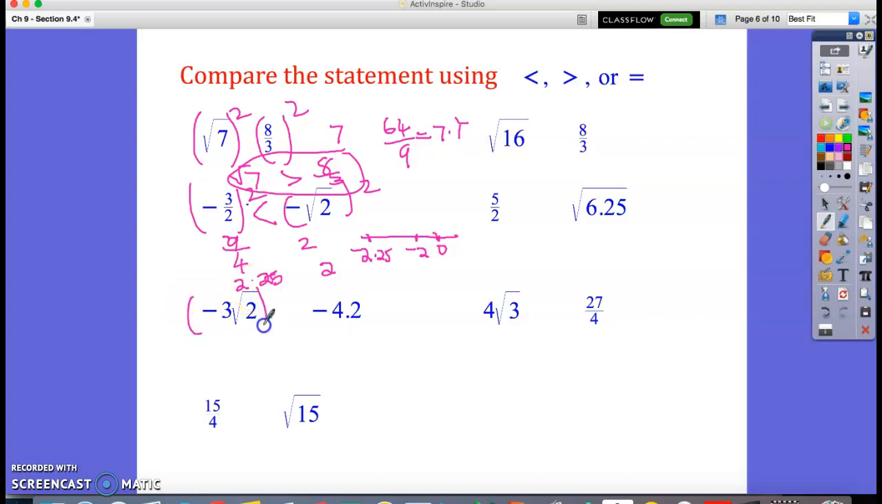Same thing here. Square both sides, right? So then you get 9 times square root of 2 squared, that is 9 times 2, that is 18. And this one, when you square it, you get 17.64, right? Again, remember this is 0. This is negative 17.64 and this is negative 18. And this is smaller. So then this number is smaller than this. So it's the same procedure, okay?